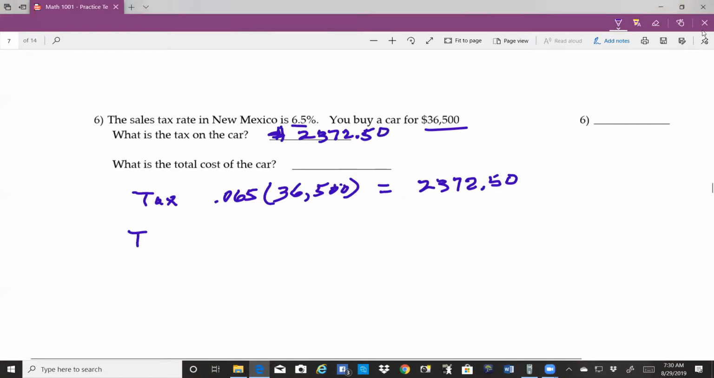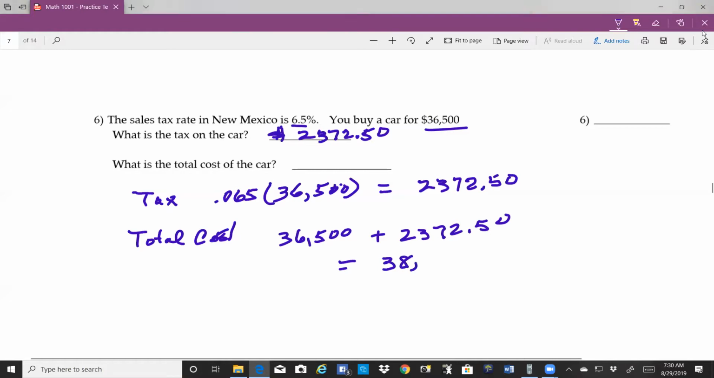Total cost is the price without tax, 36,500, plus the tax, which is $2,372.50, and that equals $38,872.50. And so that goes right there.